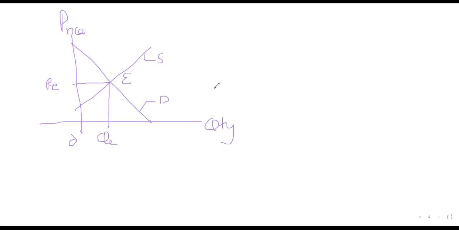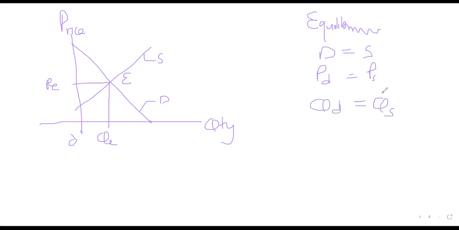All right, so equilibrium is simply a point where price or demand meets supply. The price demanded is equal to price supplied, or quantity demanded is equal to quantity supplied. So this is what we call equilibrium.